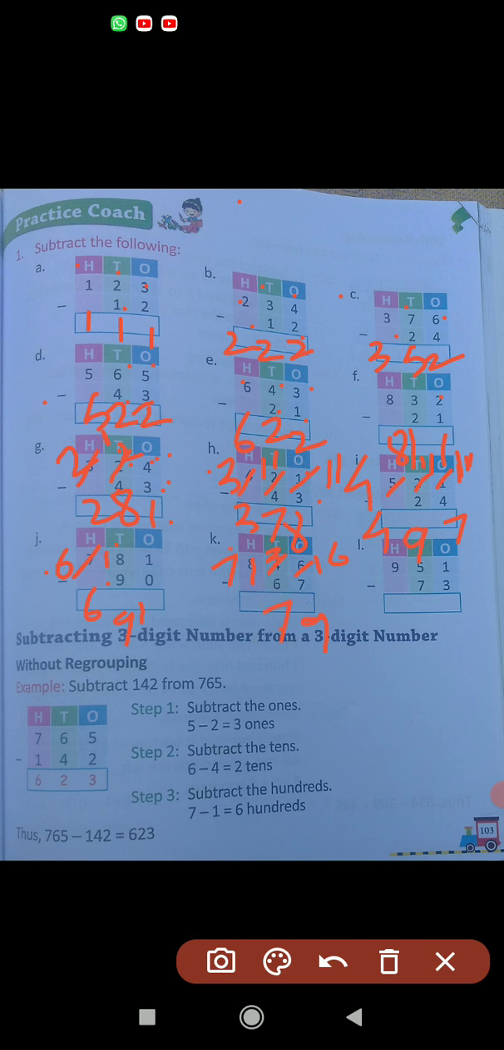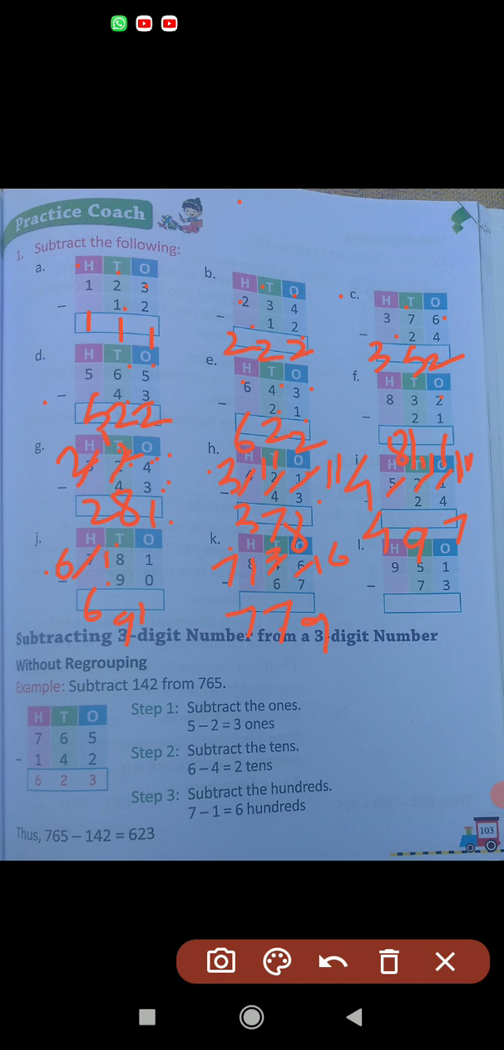And this 7 will be same in 100 place. Okay. 846 minus 67 is equal to 779. Okay.